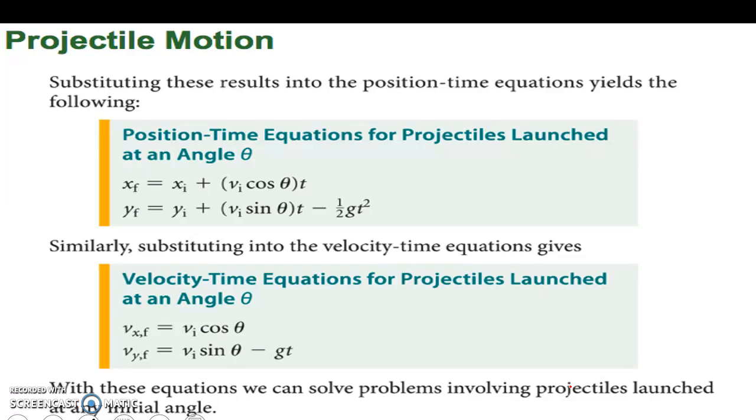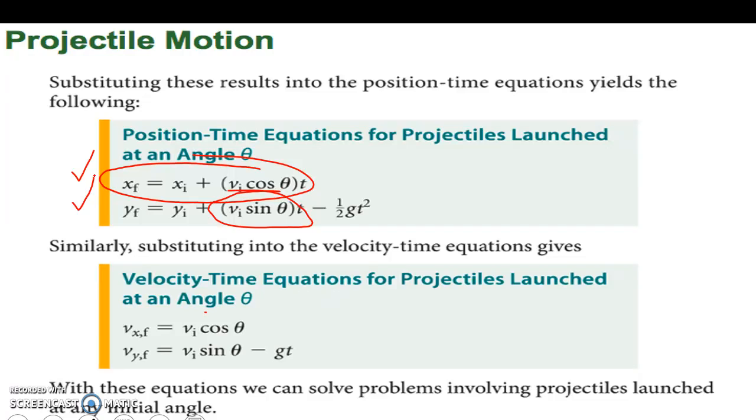So we're going to substitute those into position time equations. And here's what we get. We get this equation: final position in the x is equal to xi plus vi cosine theta times t. And then we just substitute our initial velocity, vi sine theta times t, for our y. So we can use these two equations easily to find distance.